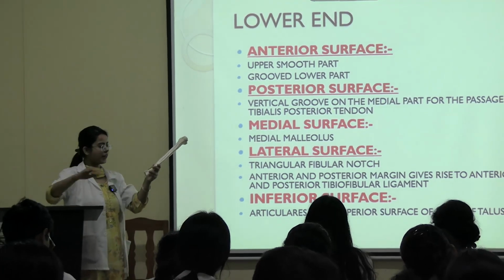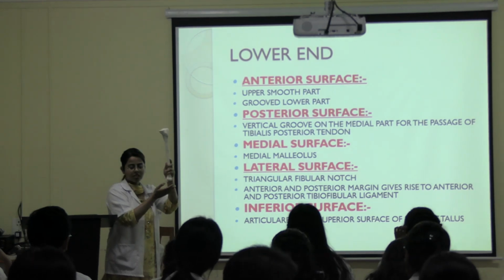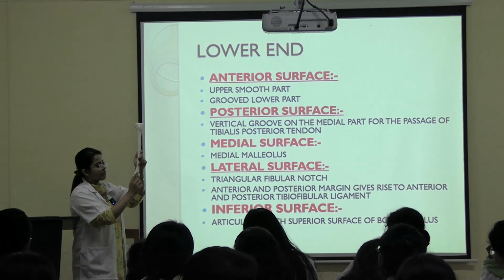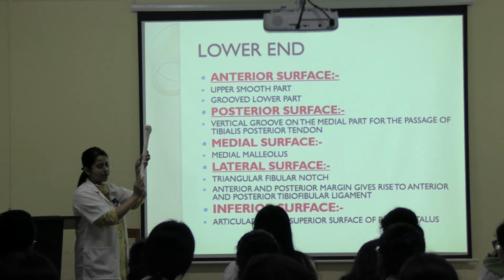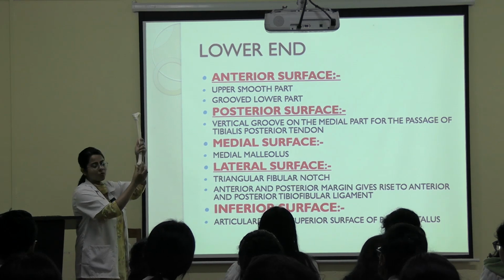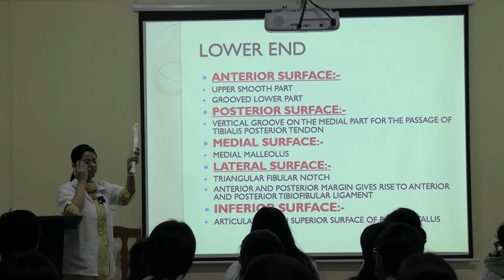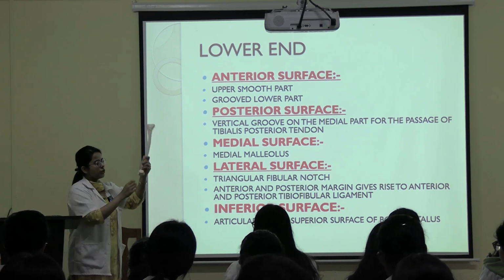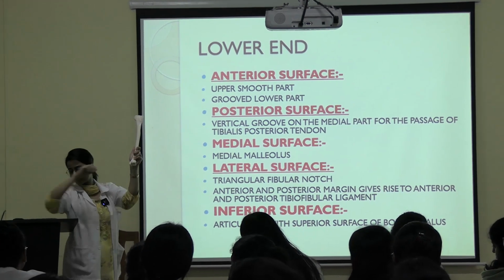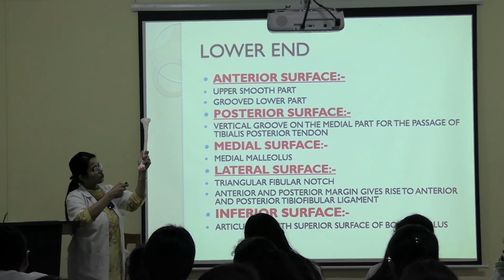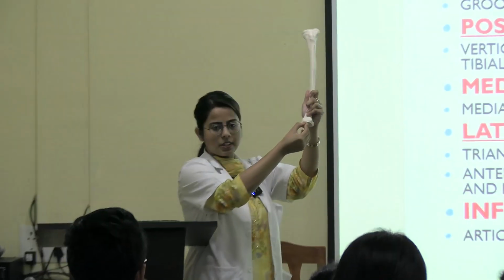Now the lower end. Upper end clear, shaft clear, this is the lower end. What is this surface? Anterior surface. What is this surface? Inferior. You can see in this anterior surface there is a groove in the inferior part. This groove. So the anterior surface has a groove in the inferior part. Clear?